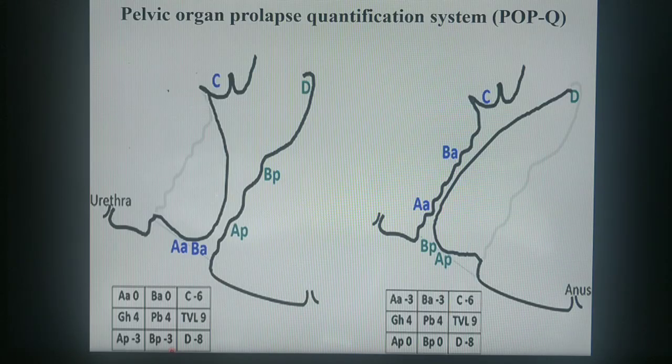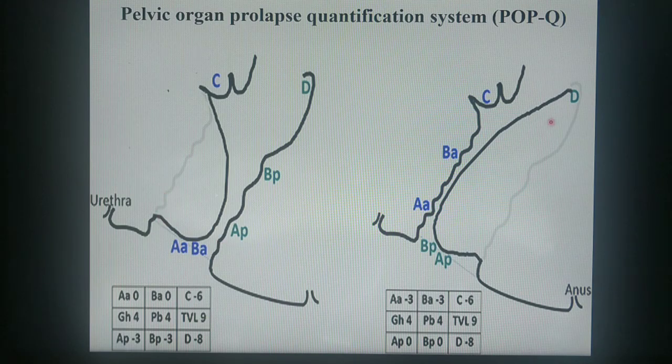So this figure shows the prolapse of the anterior vaginal wall. Here you can see that Aa has descended from -3 to 0. This is the level of the hymen. And Ba, which should normally correspond to Aa in a woman with no prolapse, has also descended to 0. So Aa and Ba values are 0.